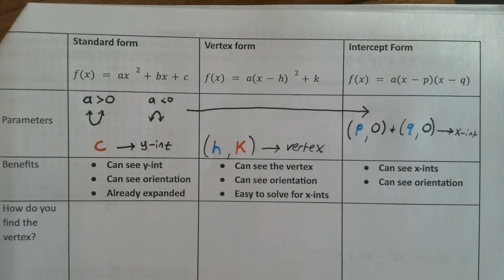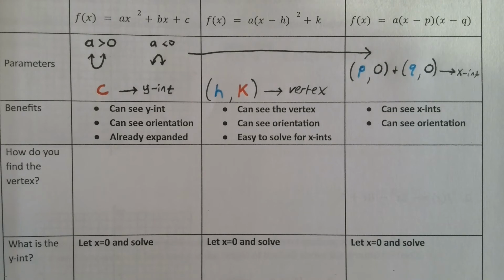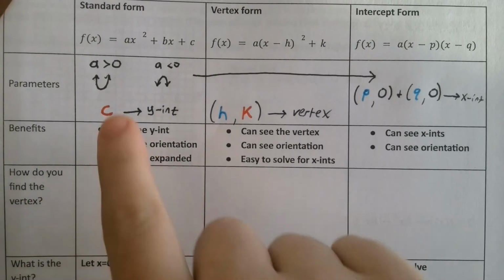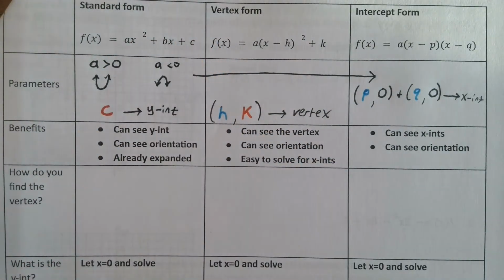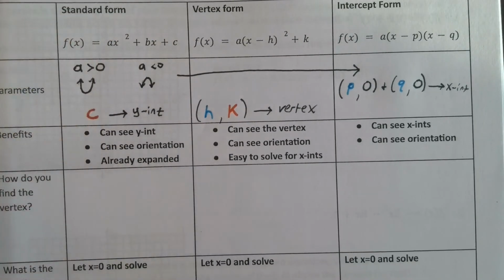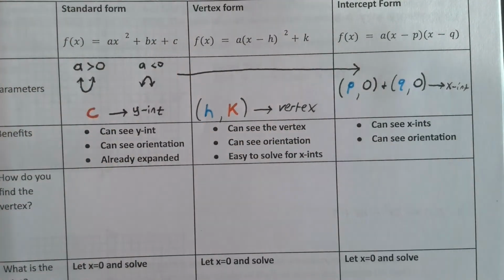Each form has certain perks to it. For instance, in standard form, you can see the y-intercept because it's the last number. You can see the orientation because the a value tells you whether it's up like a cup or down like a frown. And it's already expanded. So it's relatively easy to do math with. You don't need to worry about parentheses.